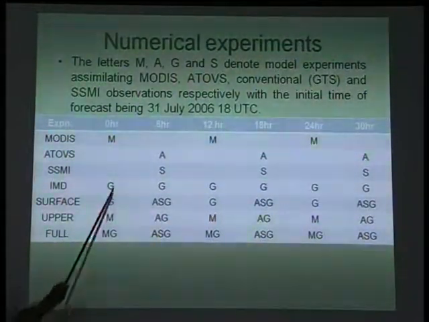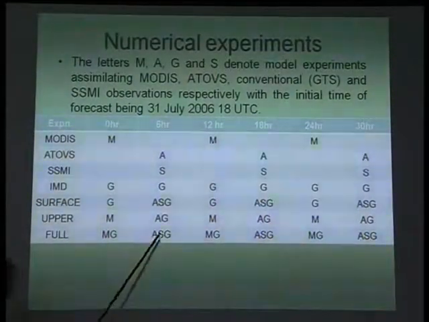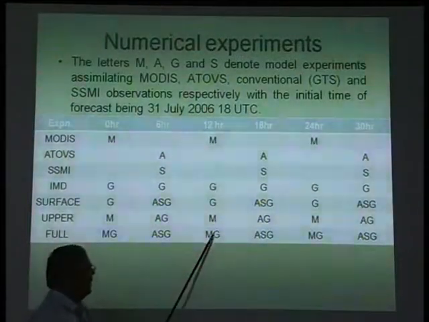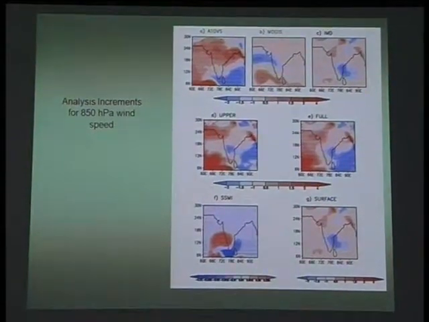As you can see, M and G are assimilated here at the 0th hour. Then the ATOVS, SSMI, and the conventional GTS are assimilated here. The results also seem to indicate that these are the experiments which seem to have reasonably better impact.